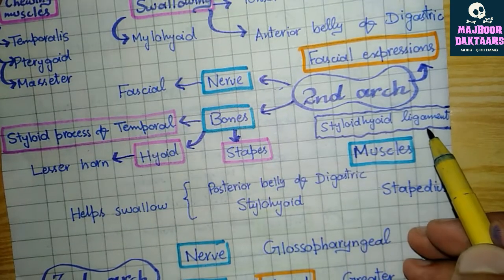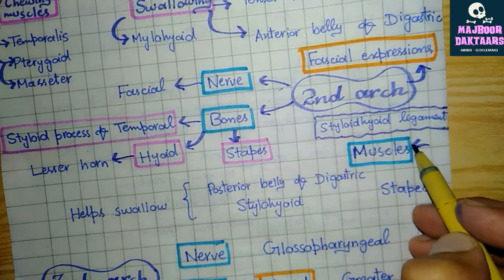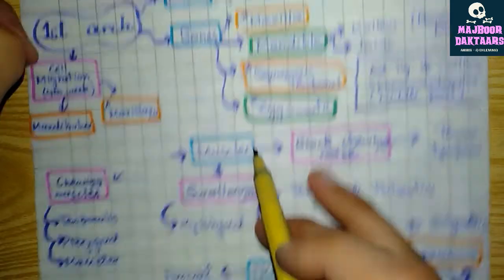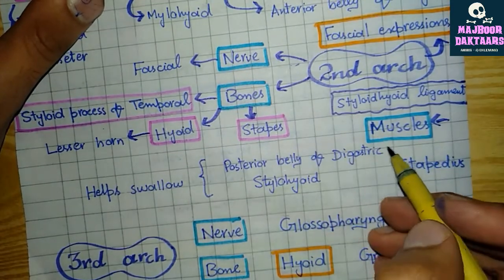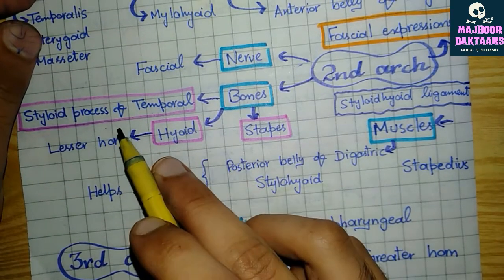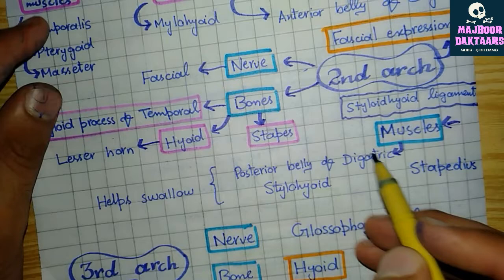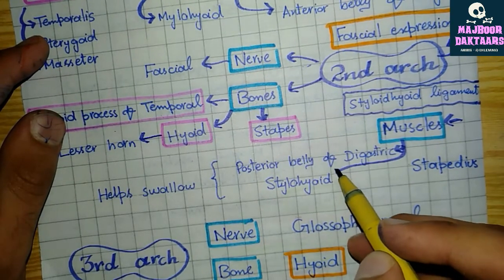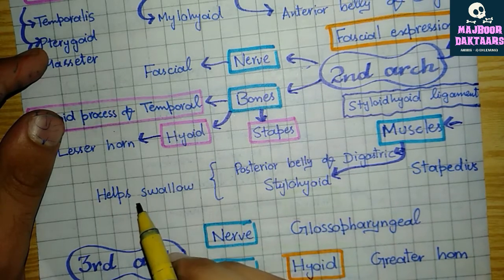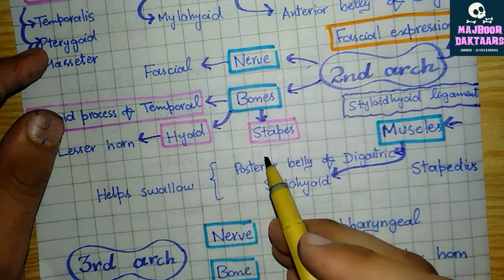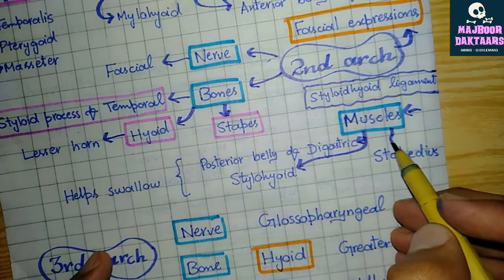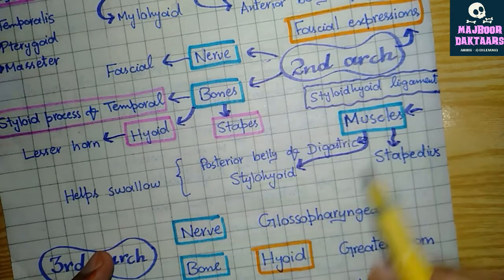the stylohyoid ligament. Now, talking about the muscles of the second arch, as we know that the anterior belly of digastric is formed by the first pharyngeal arch, so the posterior belly will be formed by the second pharyngeal arch. And since it has the styloid process of the temporal bone and the hyoid bone, the muscle connected to these two bones will be the stylohyoid formed by it. So both of these muscles help in swallowing. While we also know that it has the stapes bone, so the muscle which anchors the stapes, known as stapedius, is also formed by the second pharyngeal arch.